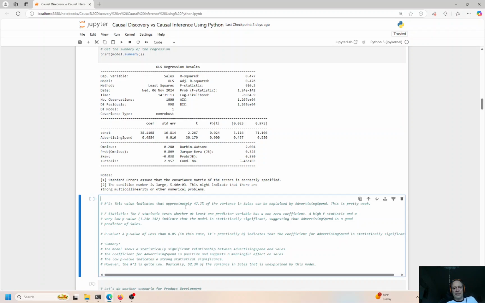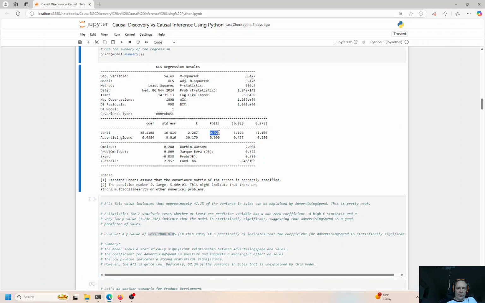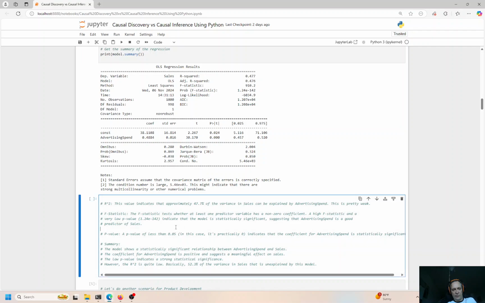Okay, the F statistic tests whether at least one predictor variable has a non-zero coefficient. A p-value less than 0.05 is good. The lower, the better. Here the p-value is 0.024 for the constant, and for advertising spend it's actually 0.000. So that's very low. That's very significant. Anything less than 0.05 is going to be more appealing to us, right?